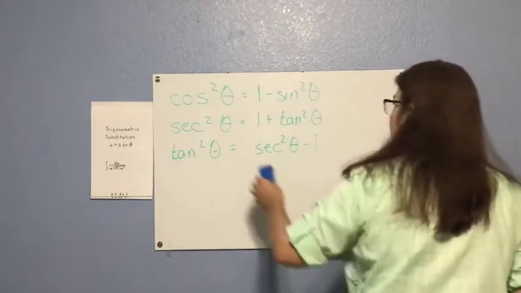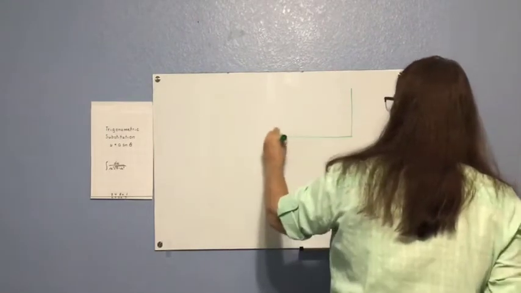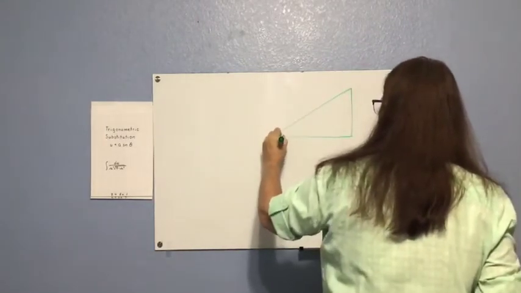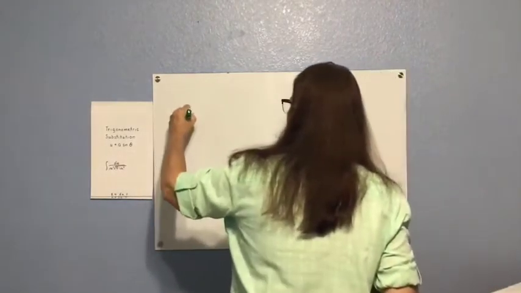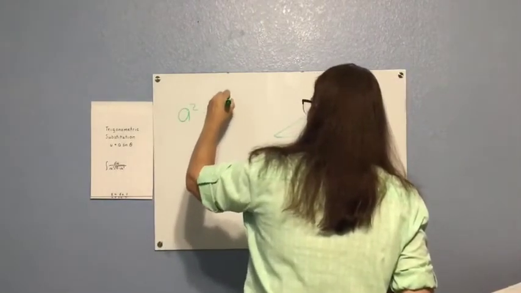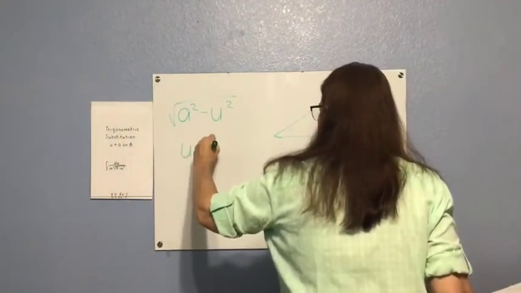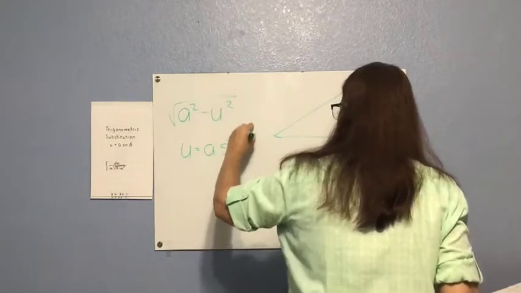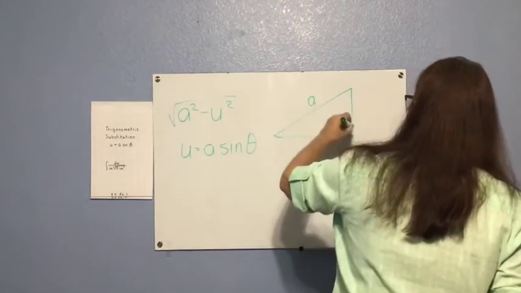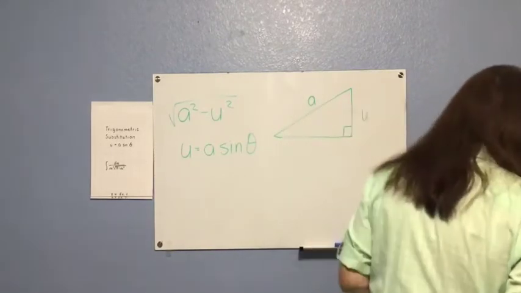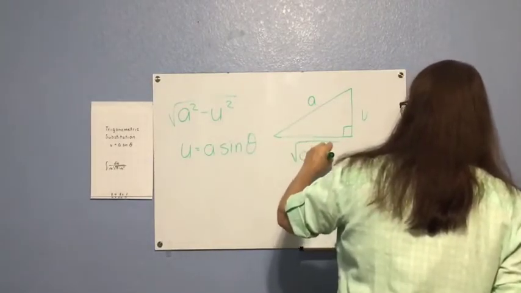Okay, to use these are the triangles that show the representations. This one is useful for square root of a squared minus u squared. We're going to let u equal a sine theta. And on my triangle, this is a, this is u, and this is the square root of a squared minus u squared.